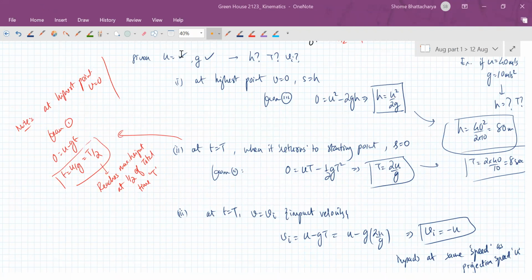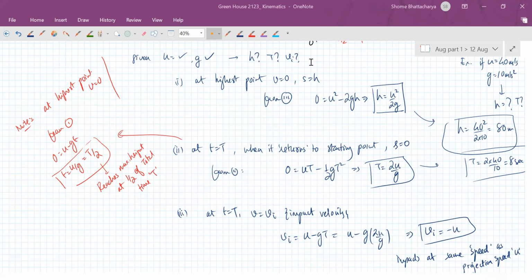Yes, Laksh, you had some question? Sir, what you have written down there with blue pen? Yeah, after Vi equal to minus u, it's that it impacts at the same speed as the projection speed u. But the Vi is minus u, that means the speed is the same, but the direction is opposite. Understood? Sir, that blue one at same speed up before that. Impacts at the same speed. That word is impacts. Okay? Impacts the ground.